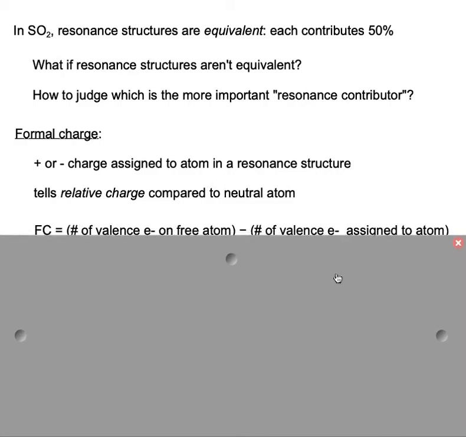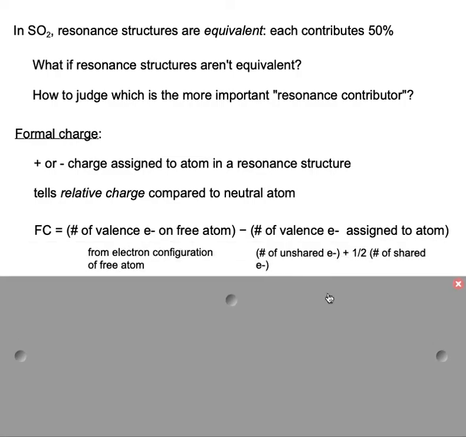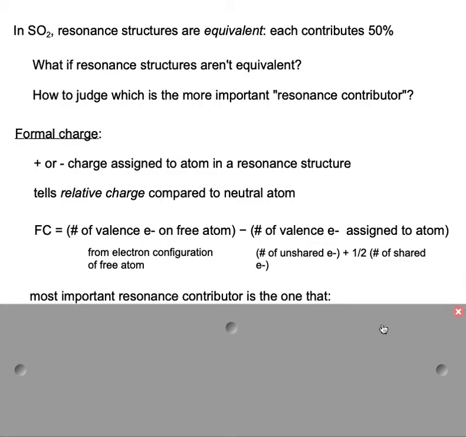And here is how you calculate the formal charge. You take the number of valence electrons on the free atom from the periodic table, and you subtract the number of valence electrons that are assigned to that atom in that particular resonance structure. And that is simply all of the unshared electrons plus half the shared electrons. So you assign to an atom in the resonance structure all of the lone pair electrons plus half of the shared electrons. Okay?